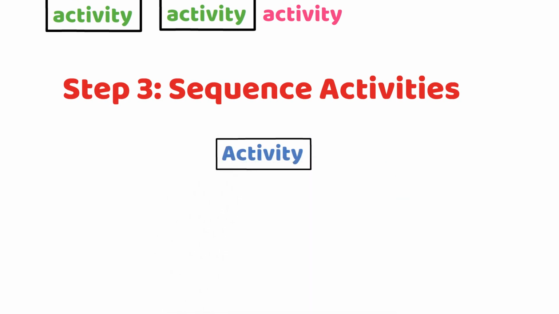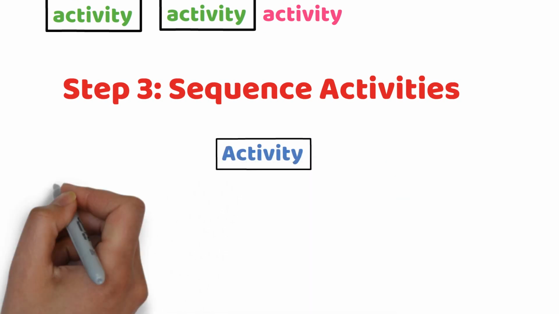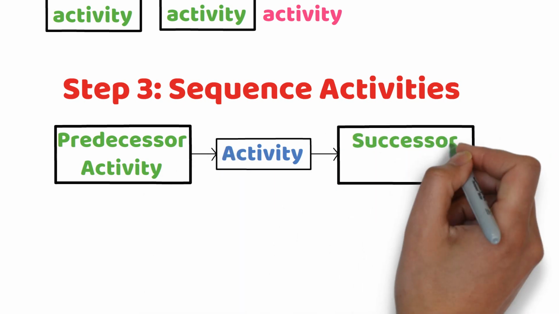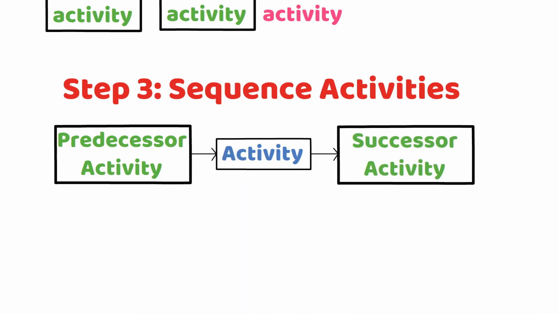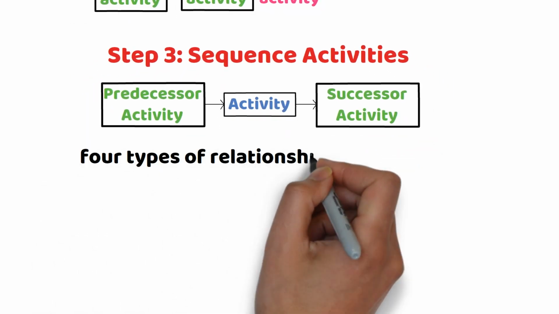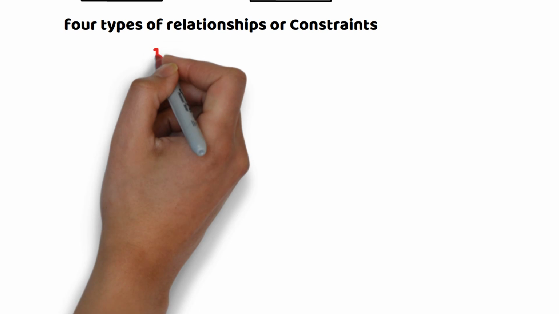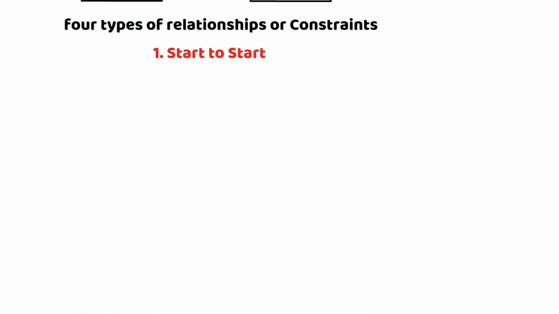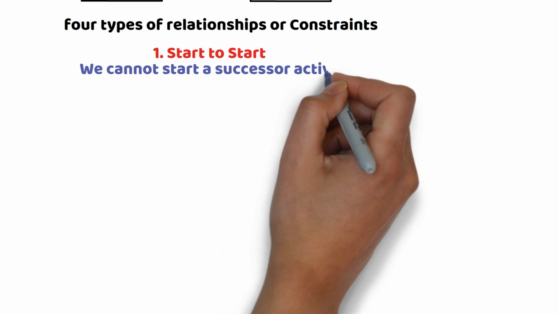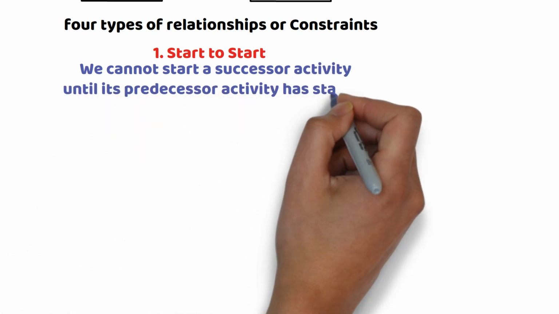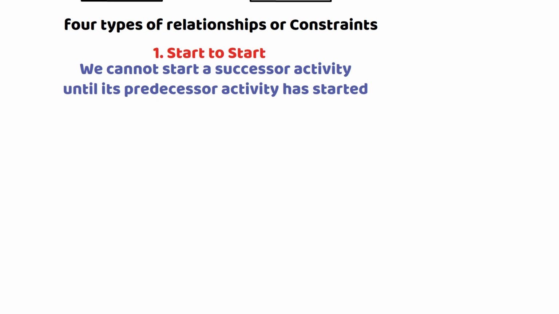Every activity, except the first and last, is related to a predecessor activity and a successor activity. We need to place the activities in a sequence, which means in the correct order using the right relationships. A constraint is a type of condition set between two activities. There are 4 types of relationships or constraints. Number 1, start to start. This means we cannot start a successor activity until its predecessor activity has started. That means the relationship between the starting points of 2 activities.